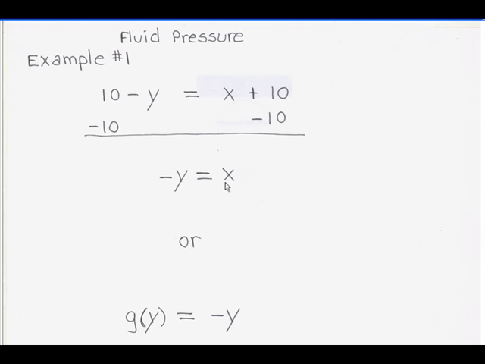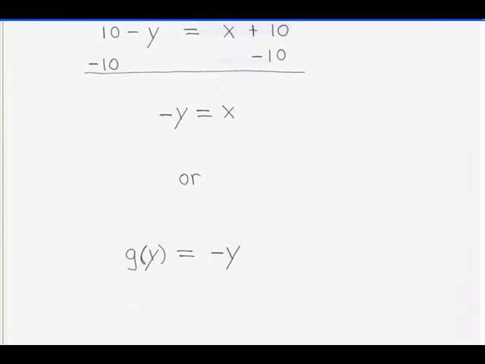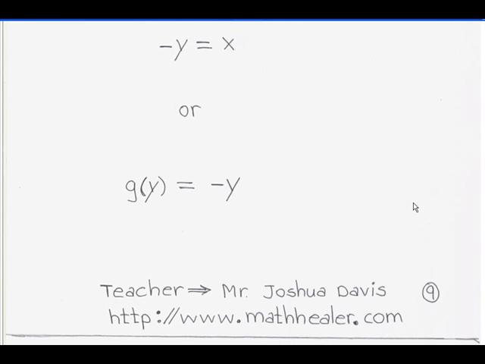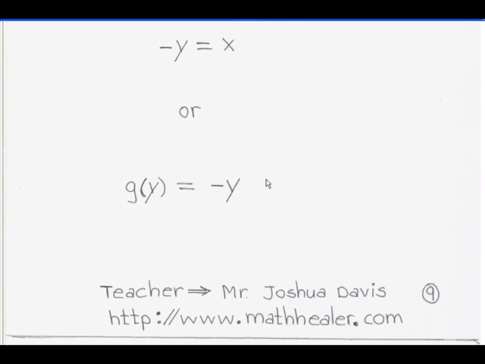And we now have that x is equal to negative y, or g of y, expressing x in terms of y. G of y is equal to negative y. So now we found the function expression for g of y. G of y is equal to negative y.